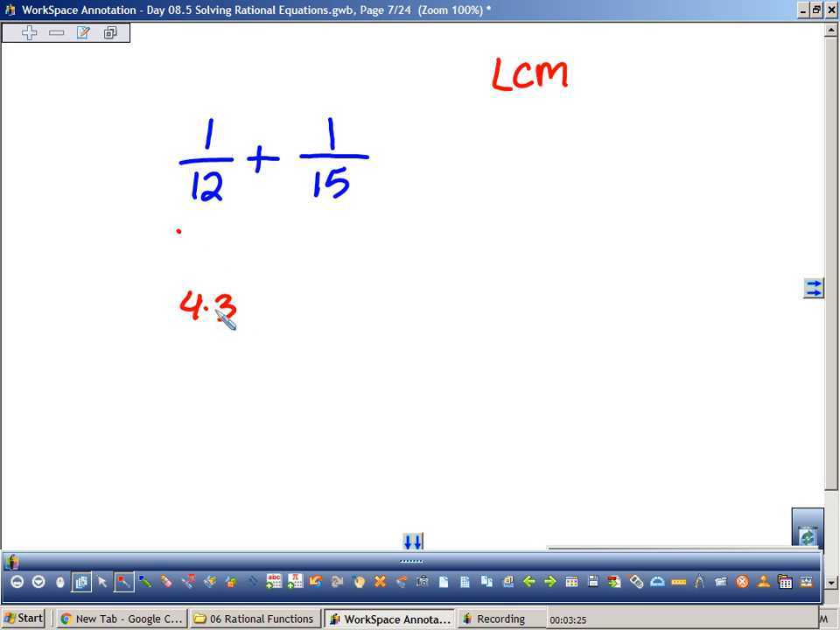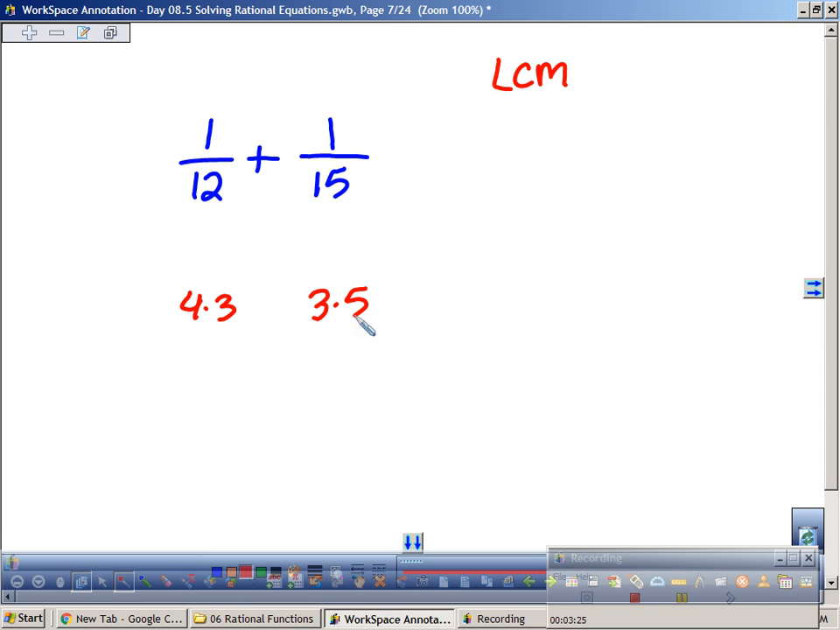This one is a 4 times 3. And this one is a 3 times 5. So when I go to get my least common multiple, I have to find multiples that they all have in common. So this one has a 4 and a 3. This one also has a 3, so I don't need that one, right? And it has a 5.